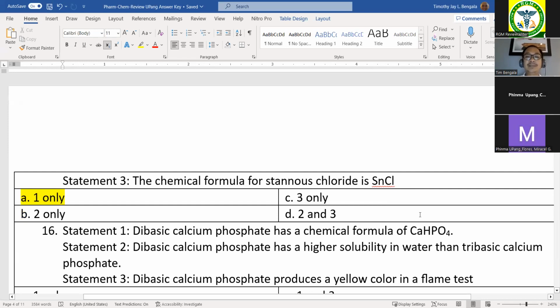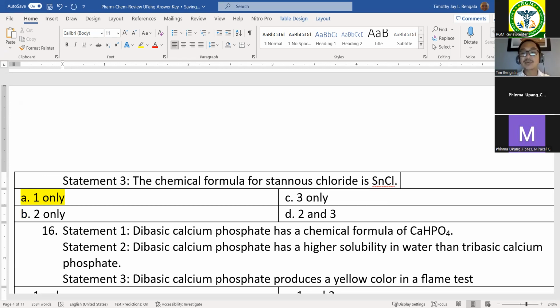Okay? Statement number 3, the chemical formula for stannous chloride is SnCl. So again, mali. Stannous and stannic, no? So again, yung suffix na -ous means na merong higher at merong lower. So -ous yung lower oxidation number, -ic yung higher oxidation number. So dito, dapat natin tandaan. So the correct chemical formula would be SnCl2, okay, for stannous chloride. Okay? So okay pa? Okay pa naman?